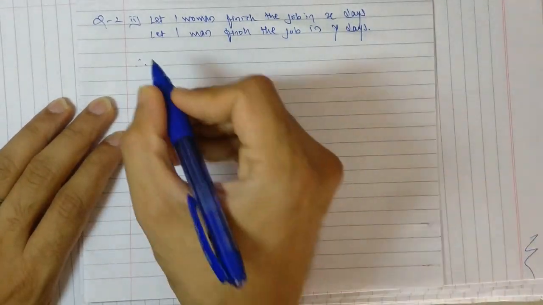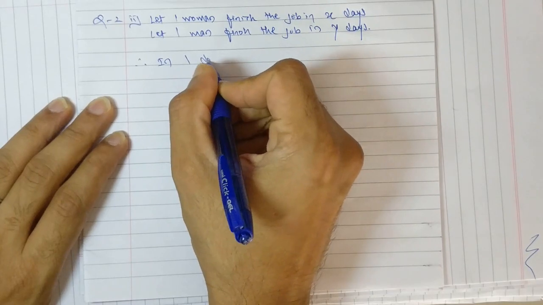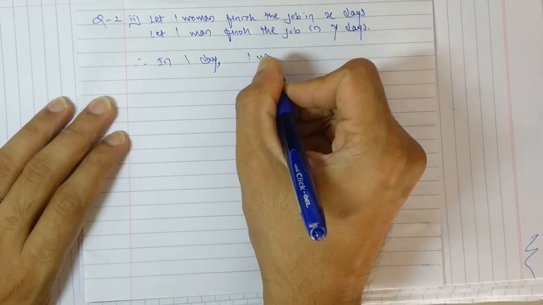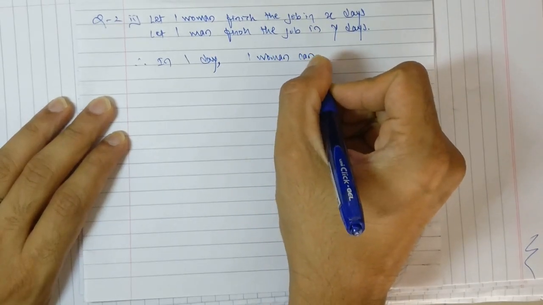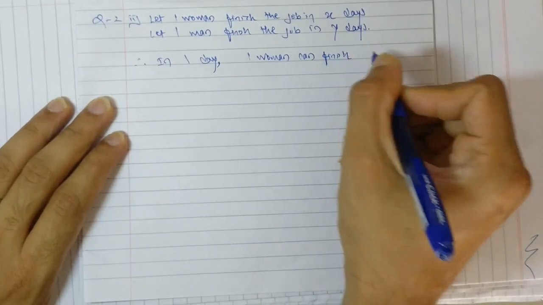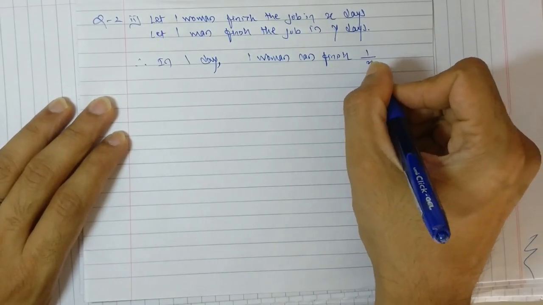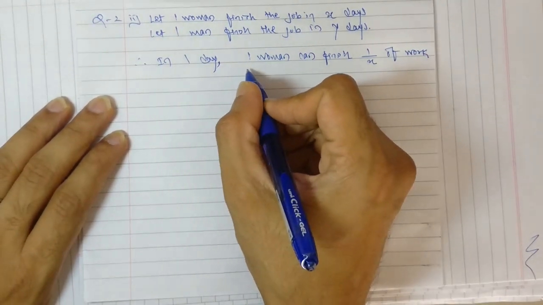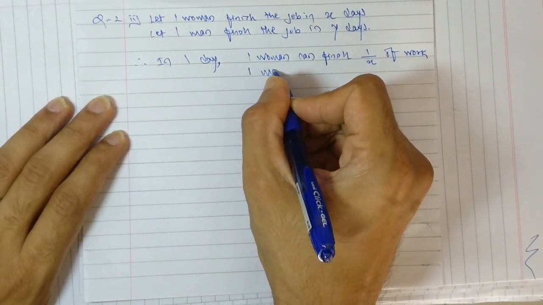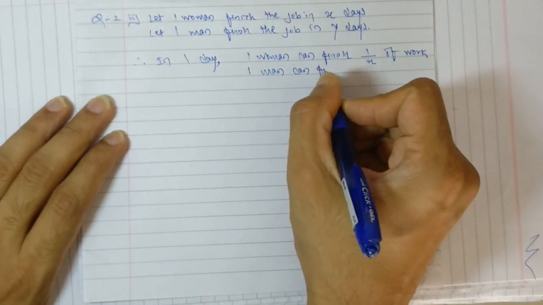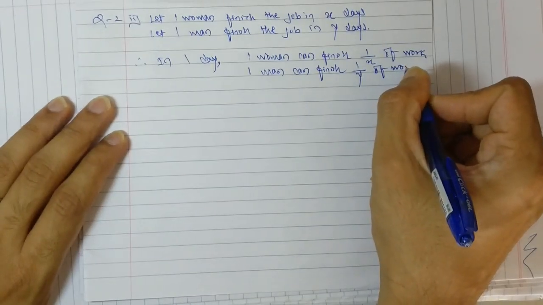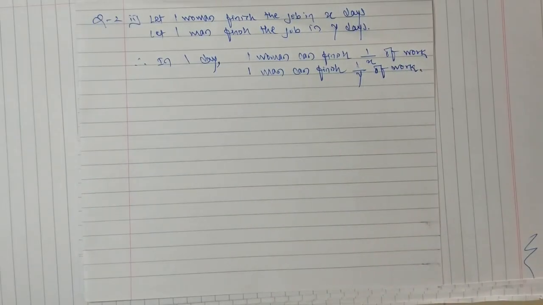Therefore, in 1 day, one woman can finish 1 by X of work, and in 1 day 1 man can finish 1 by Y of work. So what did I do here? The statement is very important.